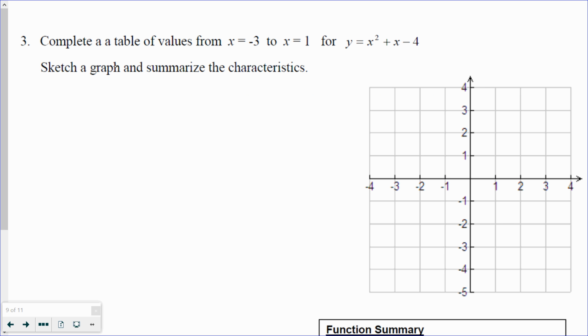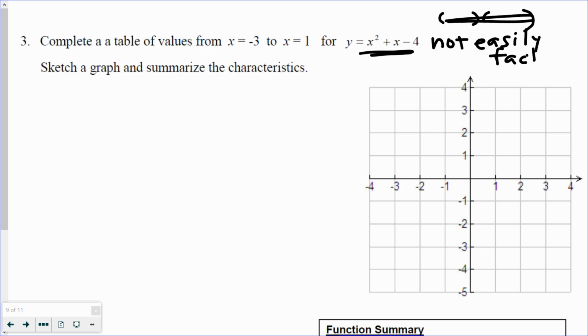So it says complete a table of values from x equals -3 to x equals +1 for this equation. So this equation, again, if I tried to factor it, so two numbers that multiply to -4 and add to +1, it is not easily factored. So what we can do is create a table of values.